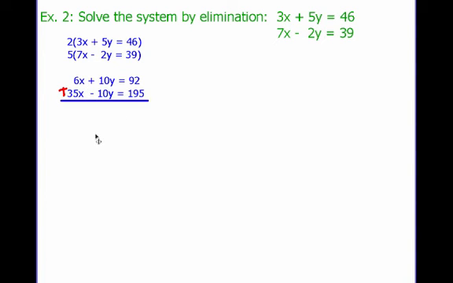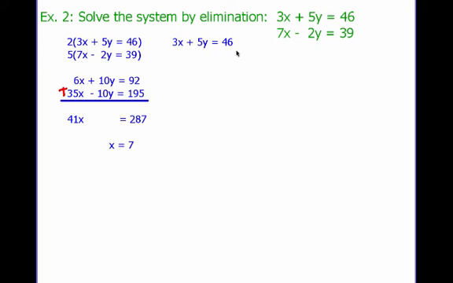6 plus 35 is 41x. 10y minus 10y is 0. And 92 plus 195 is 287. If I divide both sides by 41, I get x equals 7. So I'm going to take this x equals 7 and plug it back into one of my original equations.